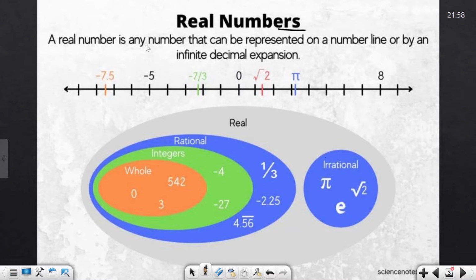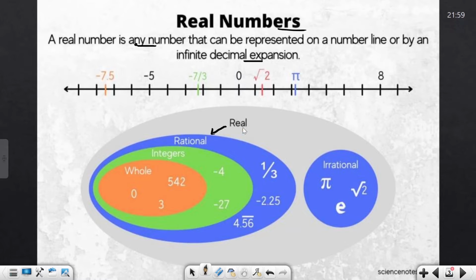A real number is any number that can be represented on a number line or by an infinite decimal expansion. So all the numbers are real numbers. Okay.